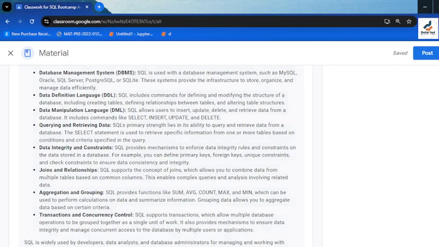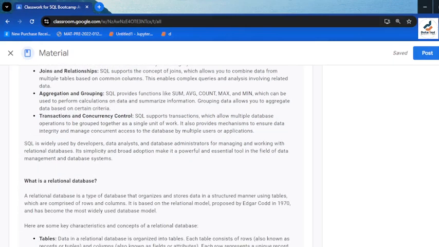Then we'll move on to aggregation and grouping. So we'll look at all these as we move on, right? Aggregation and grouping: SQL provides functions like sum, average, count, maximum, minimum, and so on, which can be used to perform calculations on data and summarize information.